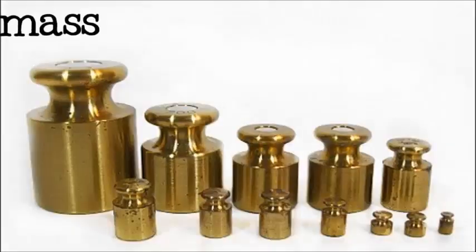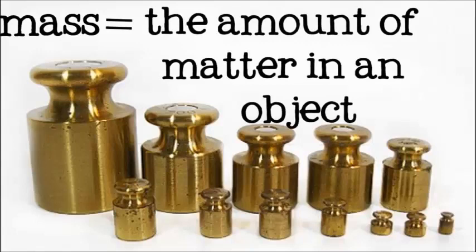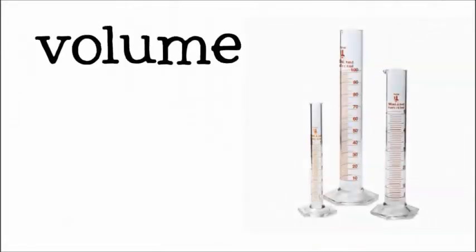Mass is the amount of matter in an object. Volume is how much space that matter takes up.